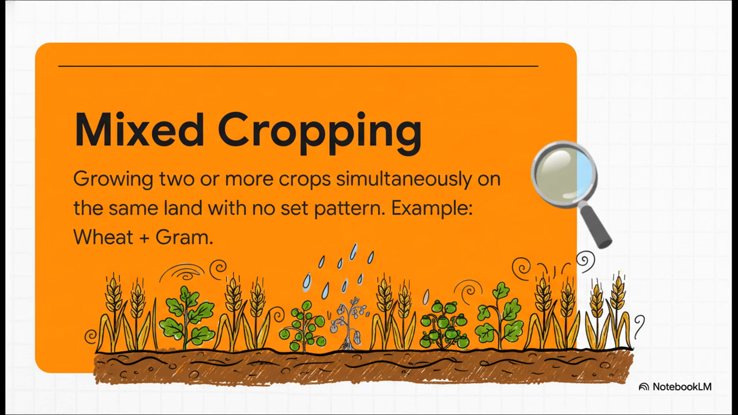For example, wheat and gram. What's the biggest advantage? Well, it reduces the risk. If one crop fails due to disease, the other crop is likely to survive. It's like an insurance policy for the farmer.